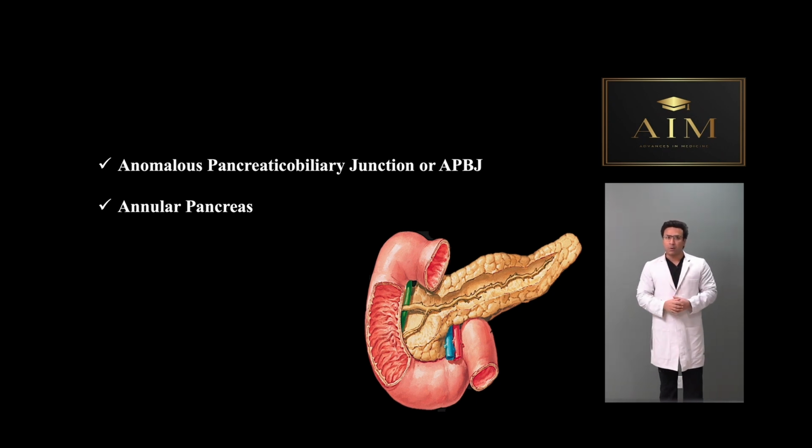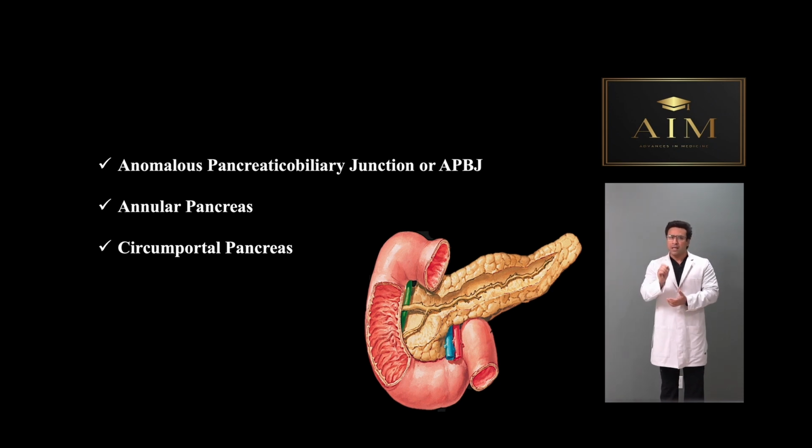Finally, we'll explore the circumportal pancreas, an annular variant where pancreatic tissue surrounds the portal vein or its tributaries. This anomaly is thought to occur when the developing uncinate process fuses with the pancreatic body tissue, entrapping the portal venous confluence.